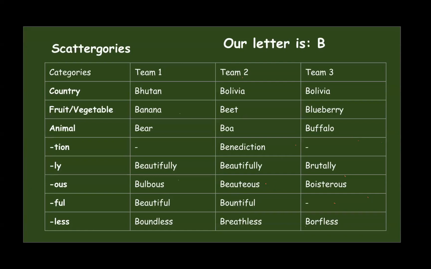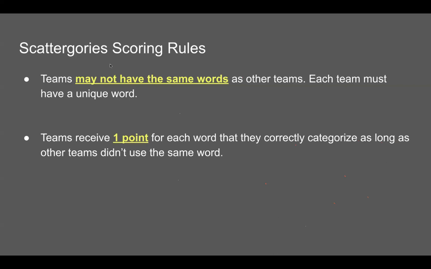And so after the students finish, I say time's up, and they come up and I write their answers on the board. How do we do scoring? Well, Scattergories scoring rules. Teams may not have the same words. Ooh, this makes it tricky. So you have to think about what word you want to put on your list, but you also need to think about what the other teams are putting on their list. If you choose the most obvious answer, I'm sure that somebody will have the same answer as you, and then nobody gets the point.